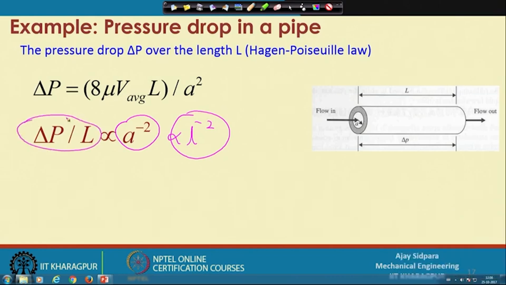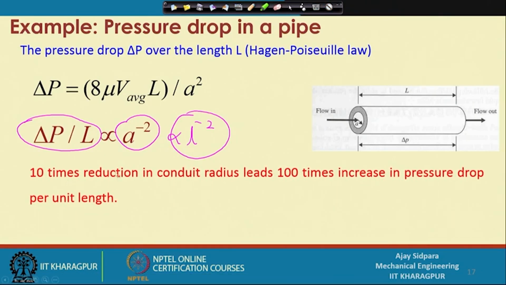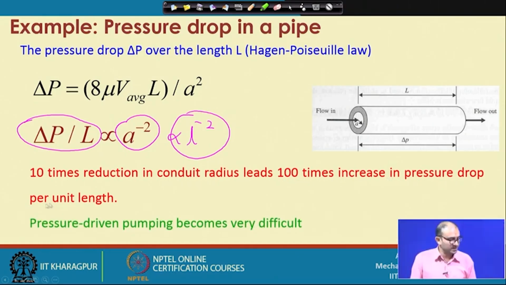So, what is the important part here? A 10 times reduction in the radius will lead to a 100 times increase in the pressure drop per unit length. So, if you reduce the diameter, your pressure drop will be very high. Pressure drop means the difference between the inlet and the outlet pressure. So, what is the problem? Pressure driven pumping becomes very difficult if you are working with microfluidics. You cannot just push the liquid from one location to another, so you need some type of extra element or external force which will drive the liquid inside it.